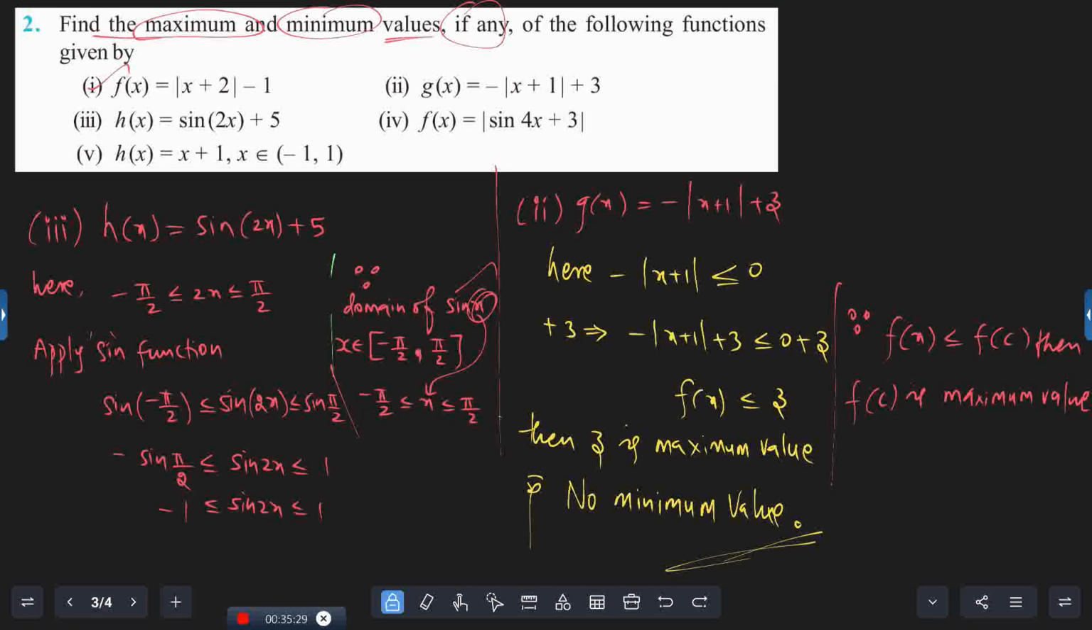Now listen, we need plus 5, so add 5 on both the sides. Minus 1 plus 5 less than or equal to sine 2x plus 5 less than or equal to 1 plus 5. Is that 4 and 6? 4 is the minimum. Now 4 less than or equal to h of x less than or equal to 6. So this one is the minimum value and this one is the maximum value. That's it. Understand?